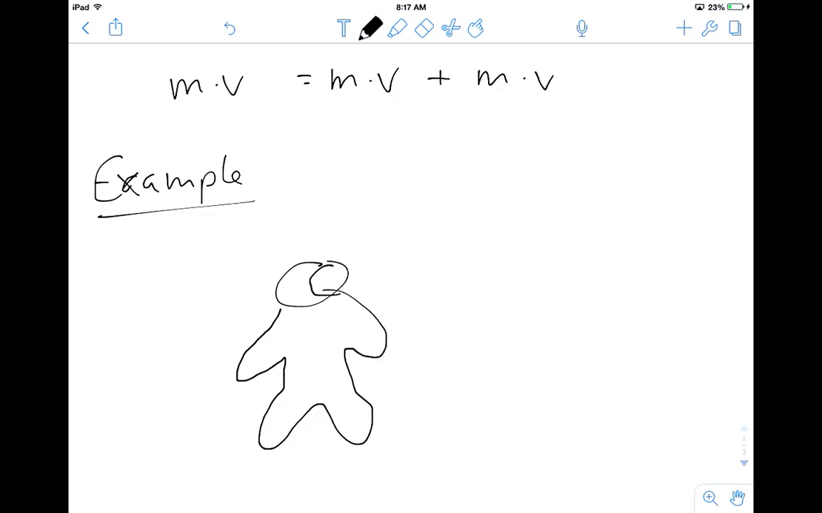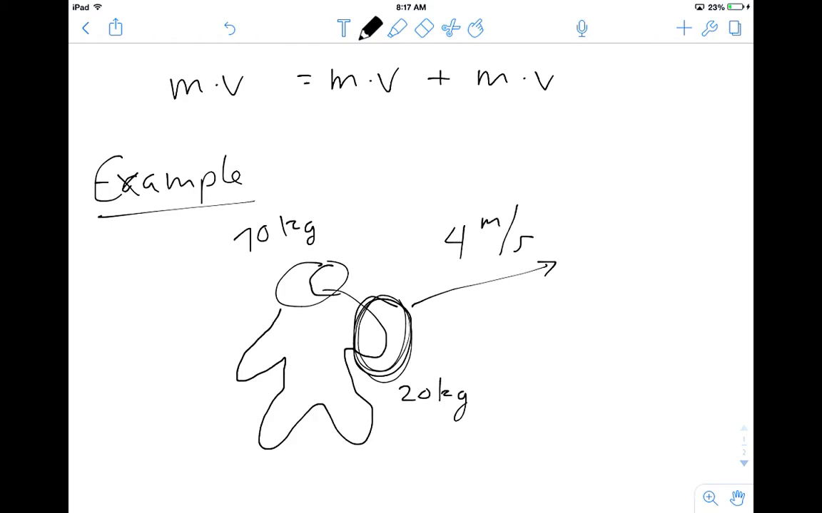So there's our astronaut, and let's say he weighs 70 kilograms. Initially, he is holding an oxygen tank that weighs 20 kilograms, and they're not moving. What he's going to do is throw his oxygen tank that direction at a speed of 4 meters per second, and we want to know what his velocity the other way is going to be.